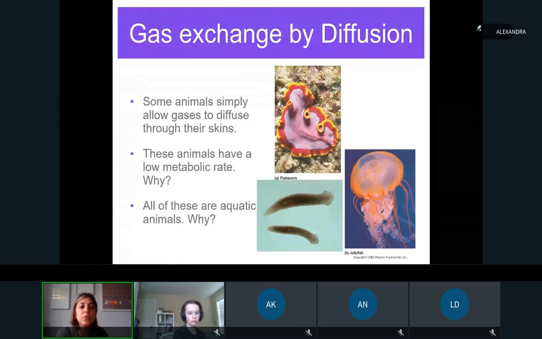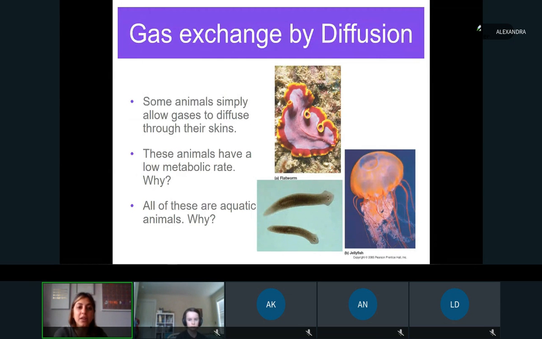So animals use diffusion. Some of them do it through their skin, right? We really talk about aquatic animals getting that oxygen that's in the water, H2O, getting those oxygen molecules through their skin is one way of doing it. And they have a low metabolic rate, right? So why might these animals have a low metabolic rate? And all of these are aquatic animals.